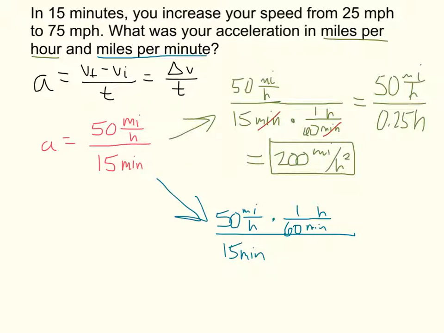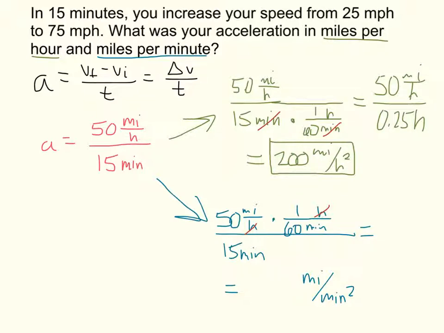So now my hours cancel out. I have miles over minutes over minutes. That's the same thing as minutes squared. So I know my final answer is going to be in miles over minutes squared. That's how it always works out.